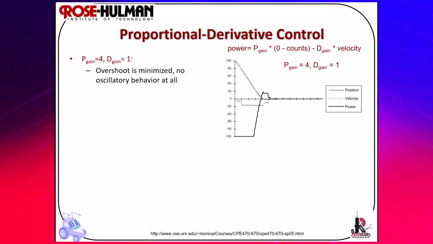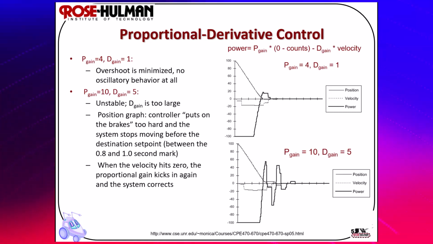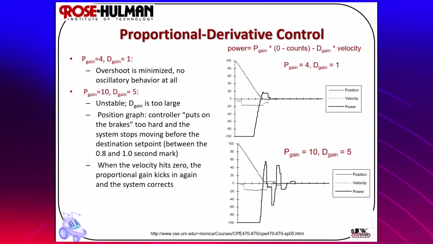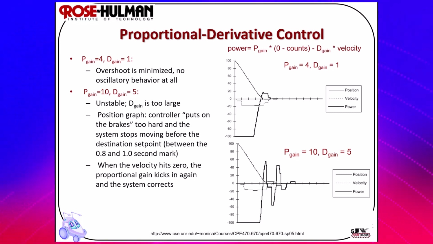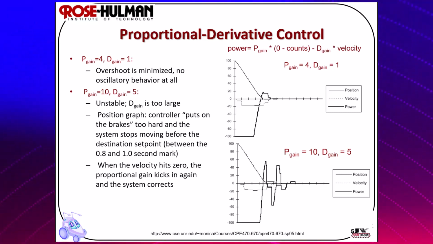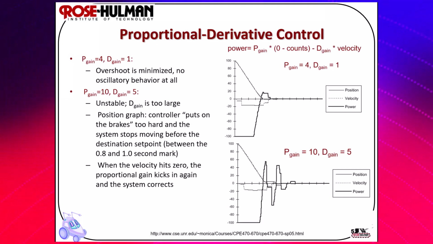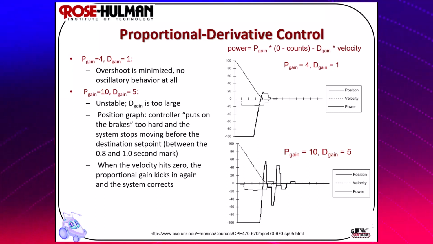So now let's see what happens if you change the gain to 10 and the derivative to 5. Turning those gains up, you now have brought the oscillations back because the derivative gain is too large. And so now you slam on the brakes too quickly, and it does not get to the final value, and it actually has a steady state error between the 0.8 and 1 second mark. But when the velocity hits 0, the proportional gain kicks in again, and the system corrects.